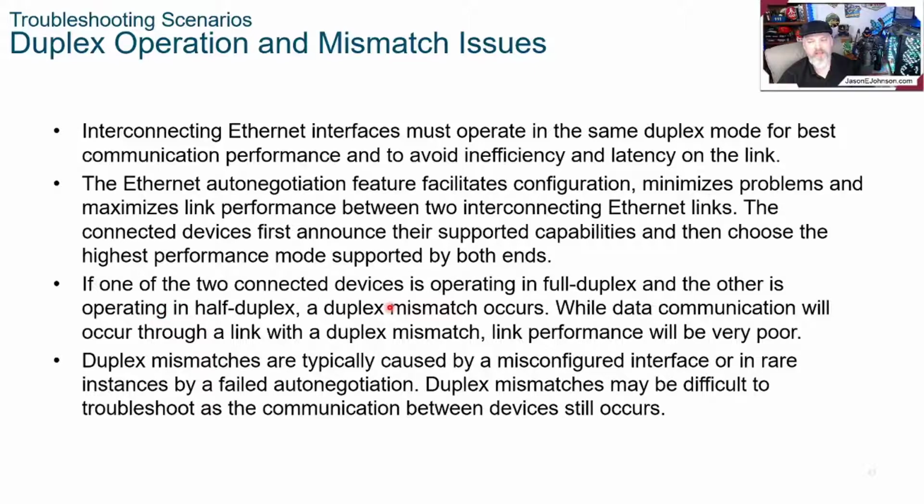If one of the two connected devices is operating in full duplex and the other is operating in half duplex, a duplex mismatch occurs. While data communication will occur through a link with a duplex mismatch, link performance will be very poor. Duplex mismatches are typically caused by a misconfigured interface, or in rare instances by a failed auto-negotiation. Duplex mismatches may be difficult to troubleshoot as the communication between devices still occurs, and it's hard to figure out what's going on.